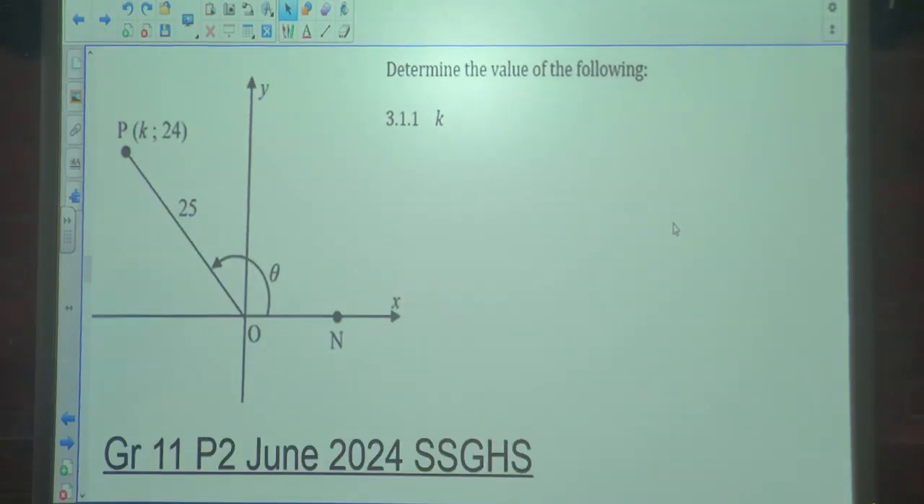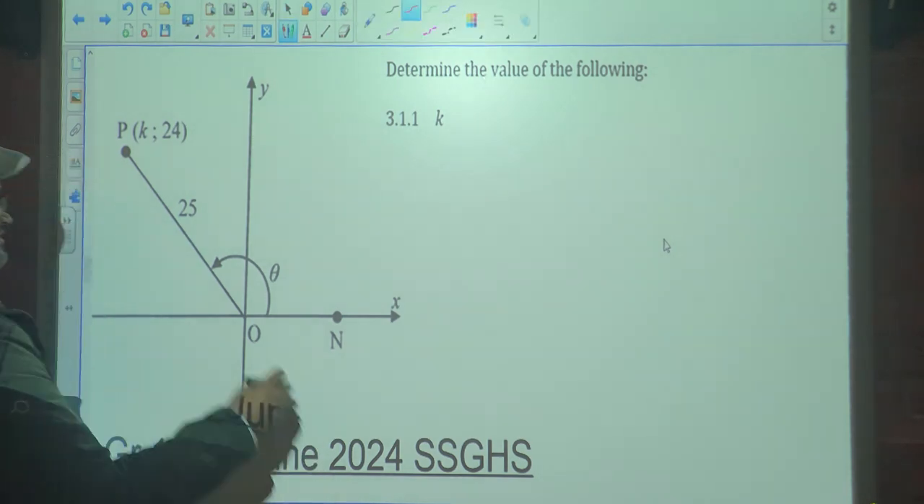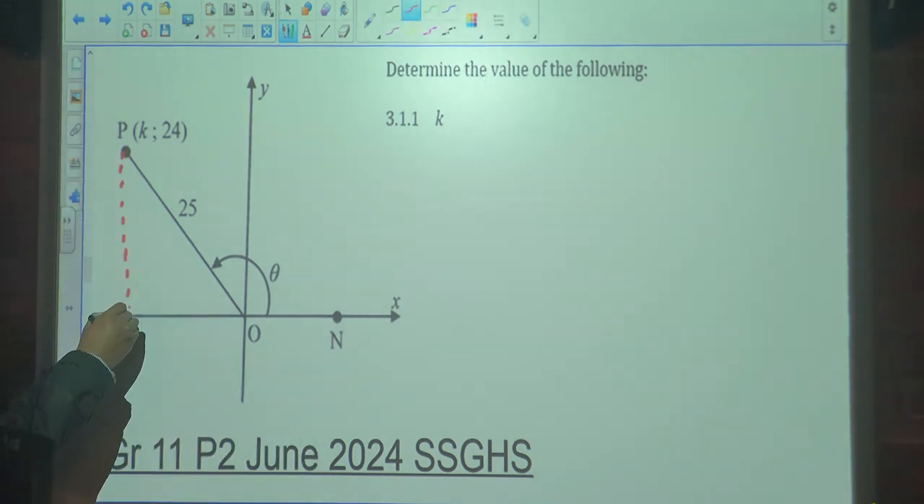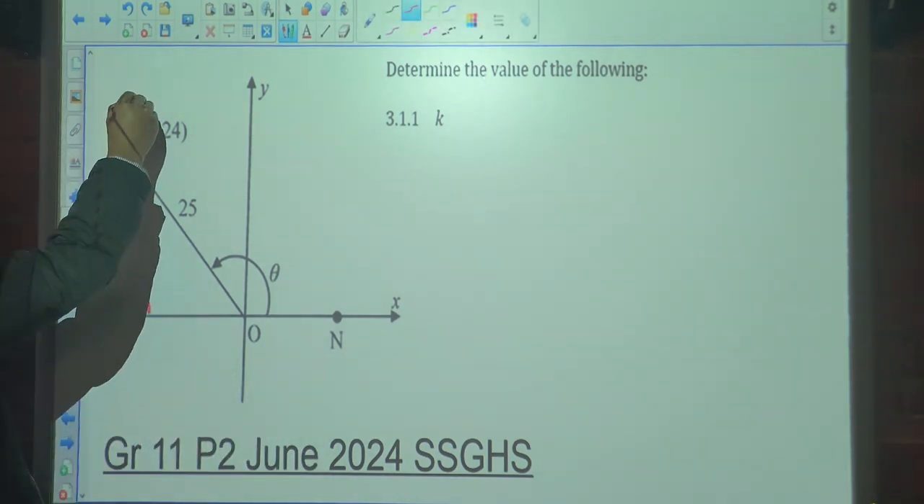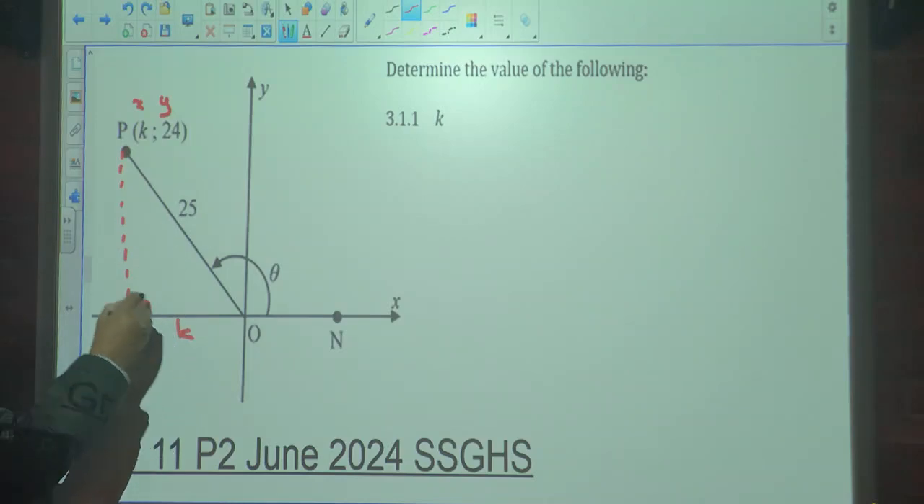K. To calculate K, what we do is we complete the triangle. There's 90 degrees, that's an X and a Y. So this is K, and that is 24.